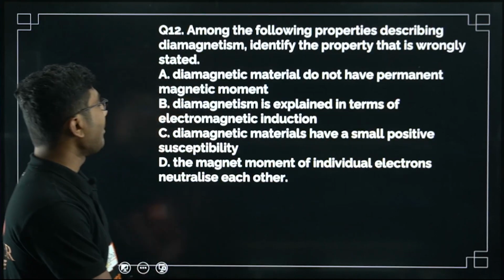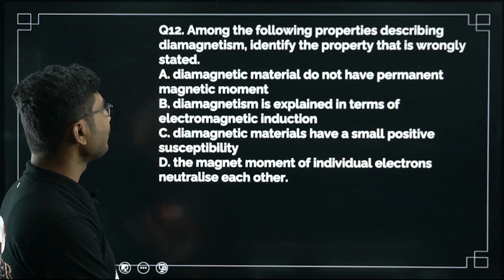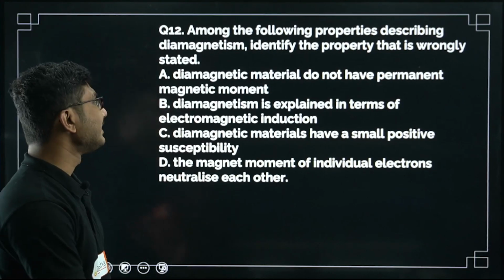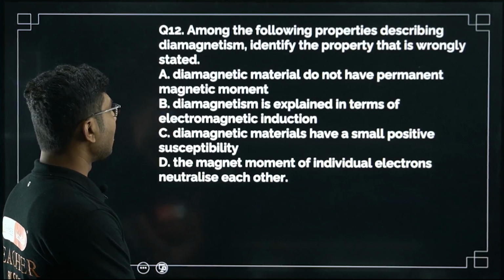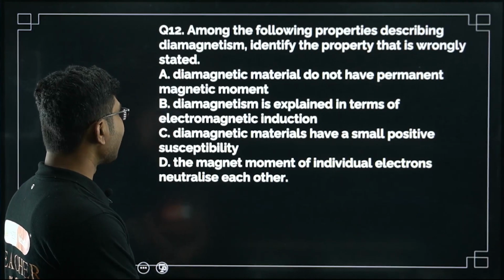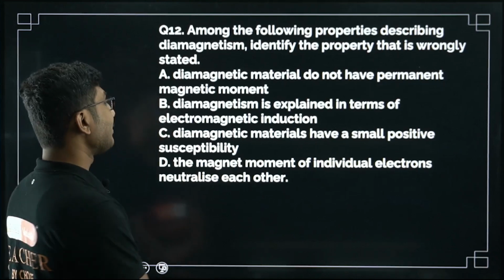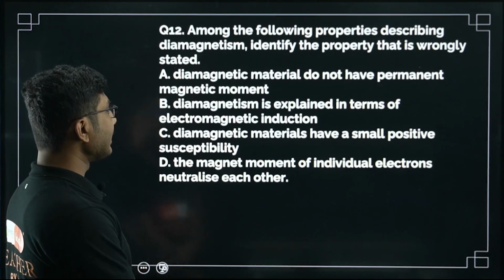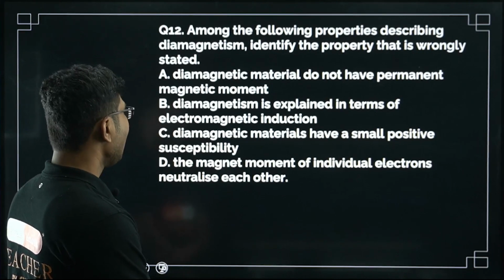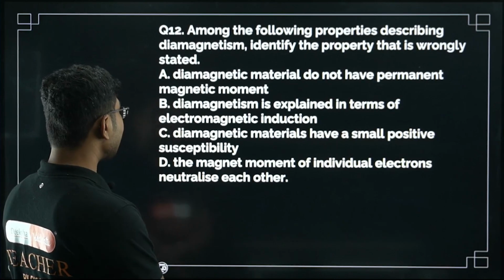Next, among the following properties describing diamagnetism, identify the property that is wrongly stated. So let's see what properties are stated about diamagnetism. Diamagnetic materials do not have permanent magnetic moment. Yes, correct. Diamagnetic materials do not have any permanent dipole moment. Diamagnetism is explained in terms of electromagnetic induction. Maybe not. Let's see what the other options are saying.